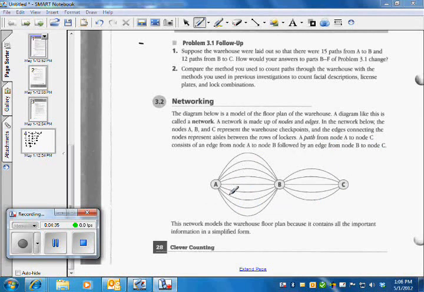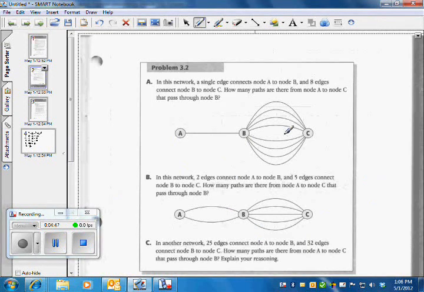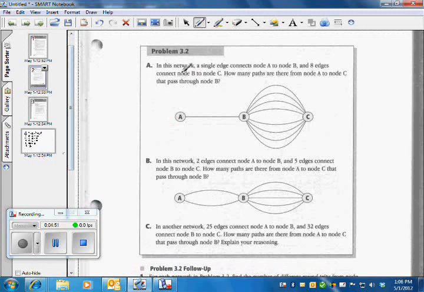This network models the warehouse floor plan because it contains all the important information in a simplified form. You won't see any lockers here, but the actual lockers themselves, if you remember, weren't really that important. So let's look at problem 3.2.